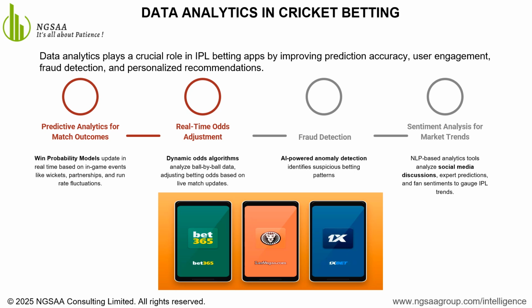2. Real-time odds adjustment. Dynamic AI algorithms analyze each ball's impact and adjust betting odds accordingly to maintain market balance. 3. Fraud detection. AI-powered anomaly detection helps identify suspicious betting patterns, preventing fraudulent activities.